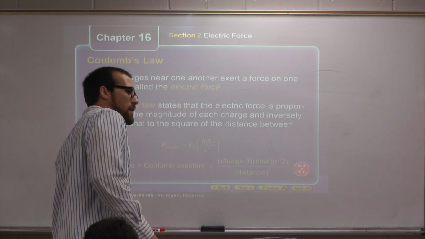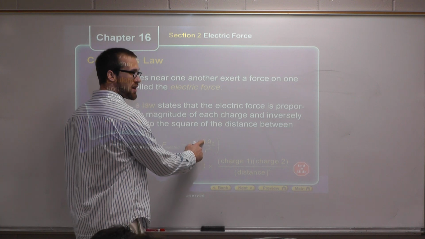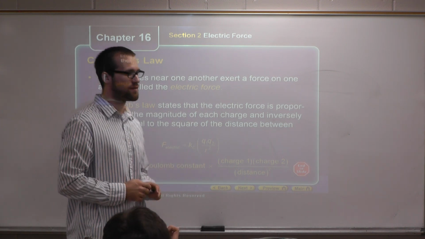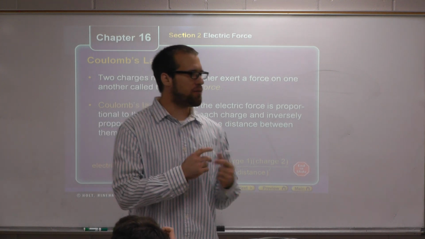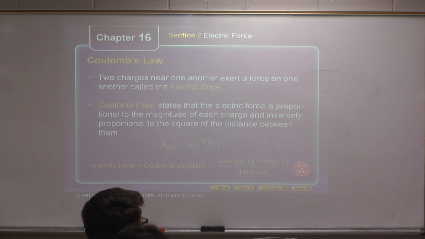What were the two things? How strong the magnitude of charge is, which is what Q is going to be, and how close the objects are to each other. Okay? It would make sense. The closer two positively charged objects come to each other, the more force of repelling they're going to have, right? And the closer a positive charge and a negative charge are to each other, the stronger the force of attraction will be.